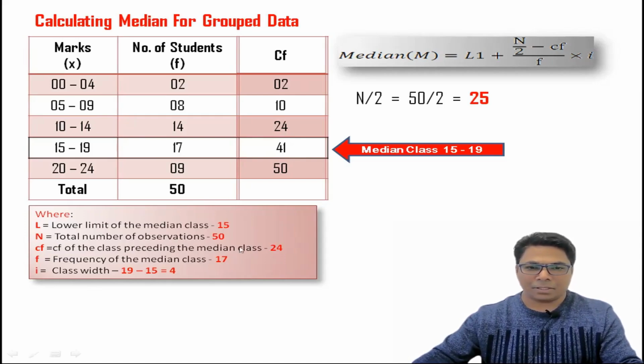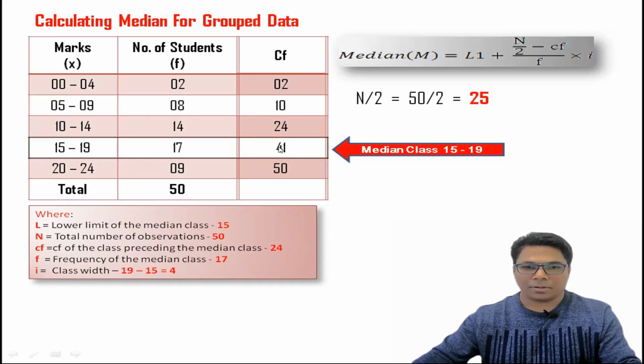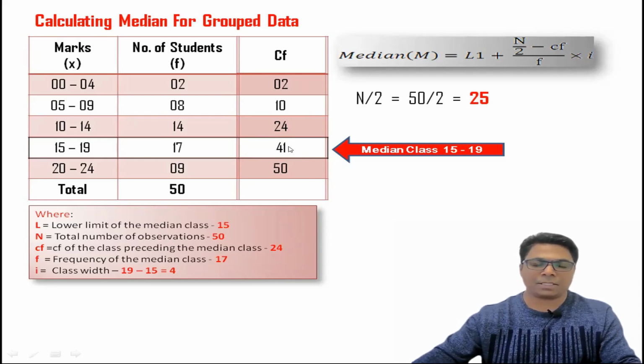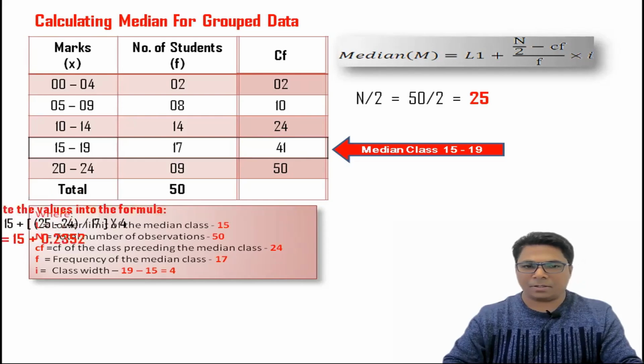CF, go back to the median class here. CF according to the median class should be 41. But that is tricky. That is very tricky. We should take the CF from the preceding class. So what is the CF in the preceding class? It is 24. So your CF is 24. That makes it very easy. Only finding the CF is a bit tricky. Otherwise, everything is there on the screen.